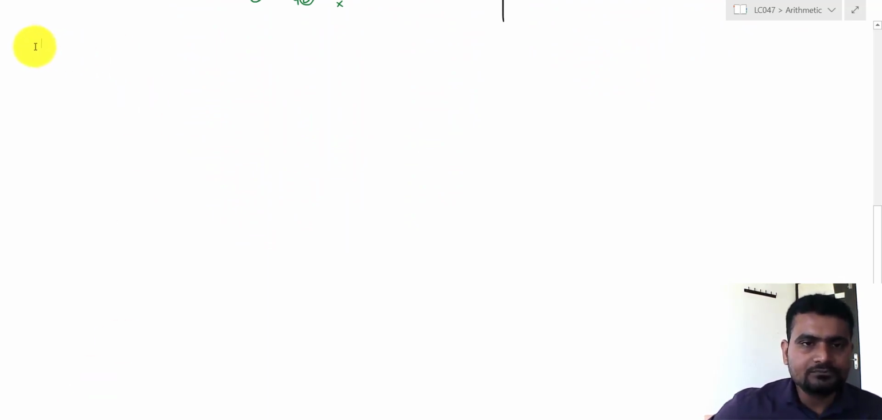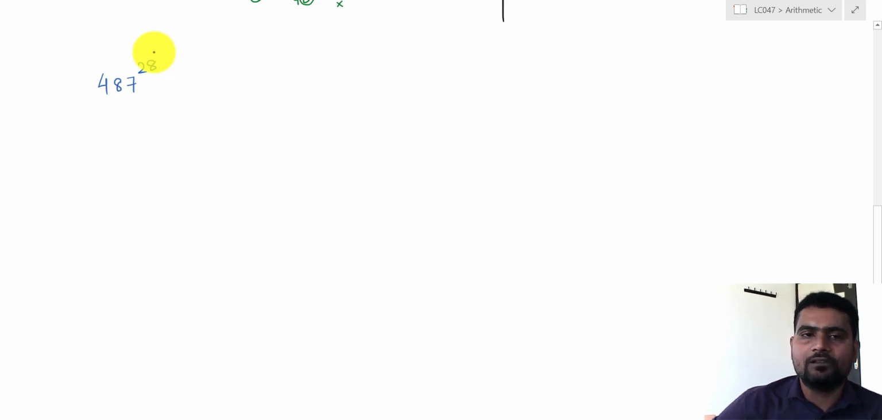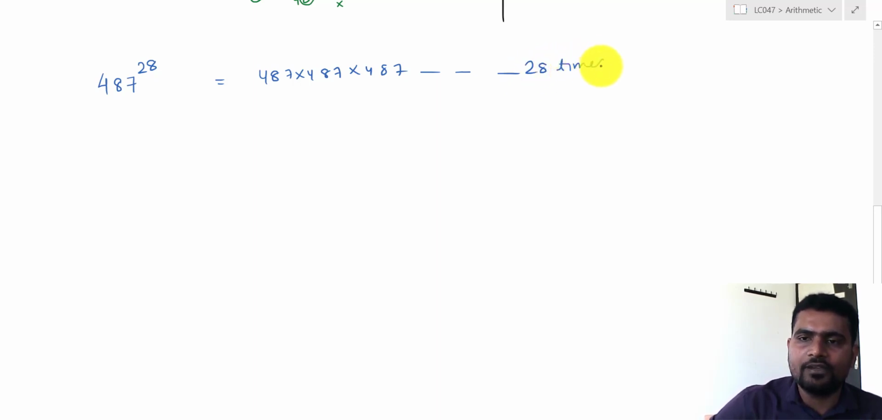They will tell you to find the unit digit of something like 487 raised to the power 28. Now if you go with the normal method, 487 into 487 into 487, 28 times, it will become very difficult to solve. You cannot even solve it, because even if you are using a calculator, there are not so many digits in it, so you cannot even find it.